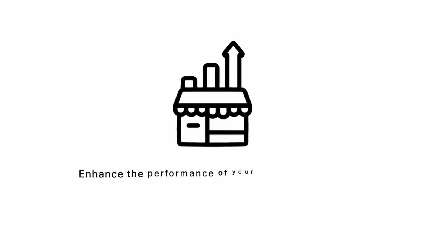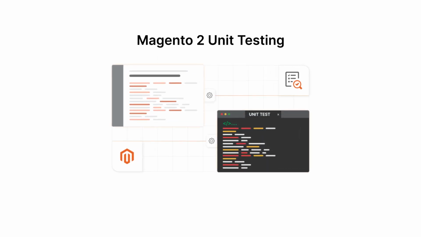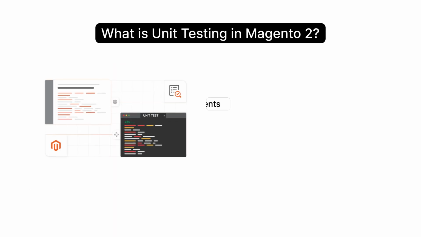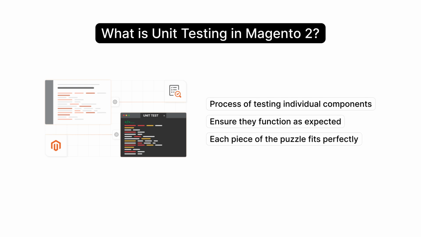Are you looking to enhance the performance of your Magento 2 store? Magento 2 unit testing is a game changer when it comes to maintaining code quality and boosting the overall efficiency of your store. Magento unit testing is the process of testing individual components of your Magento store to ensure they function as expected. It's like making sure each piece of the puzzle fits perfectly before assembling the entire picture.